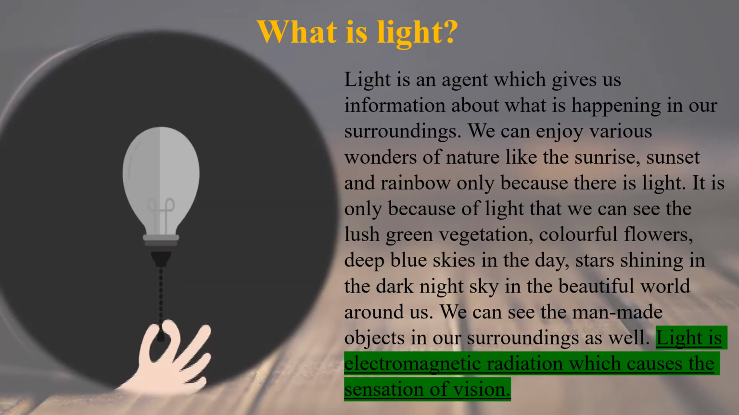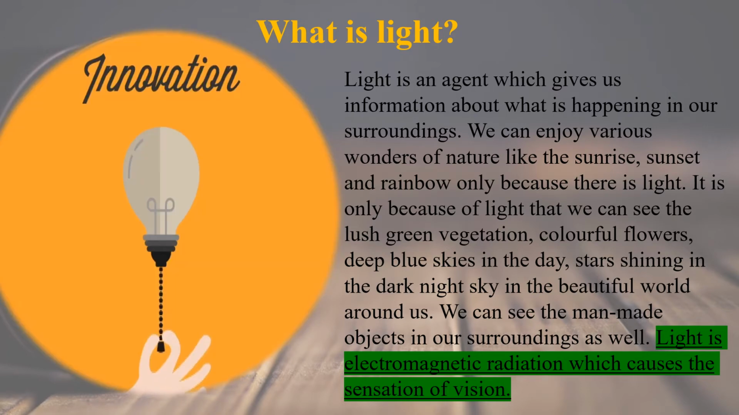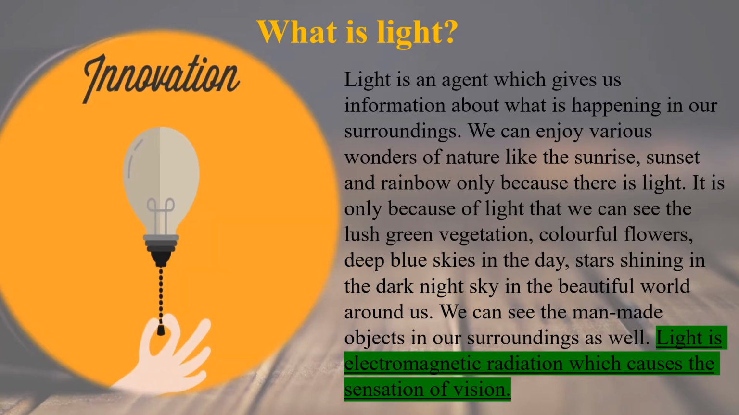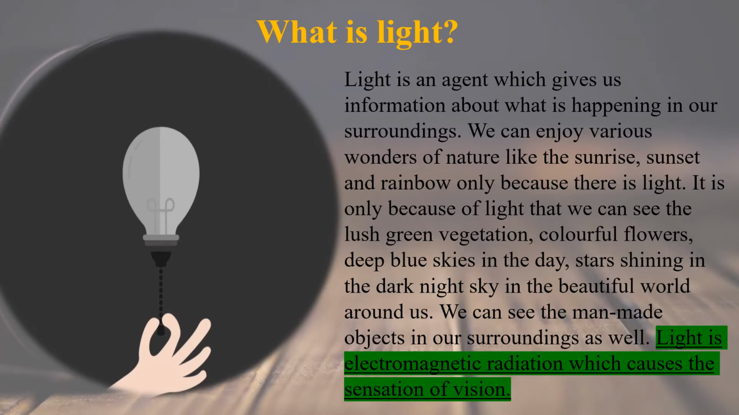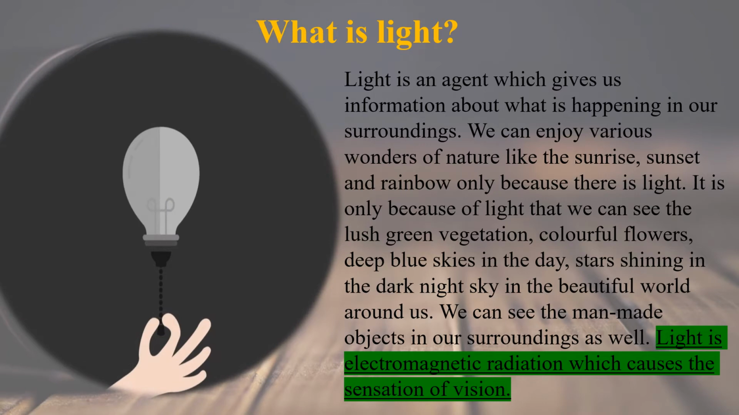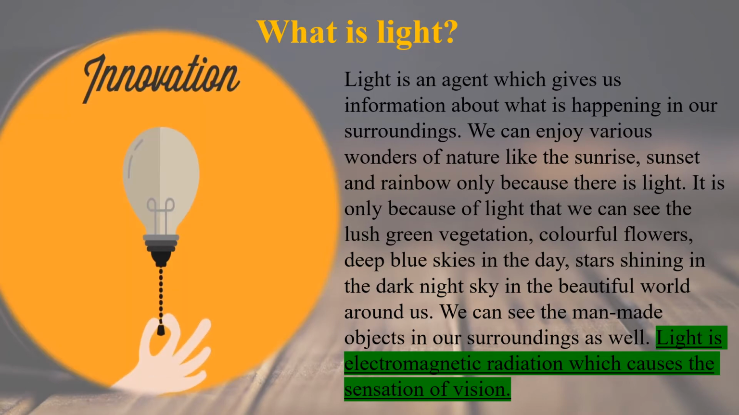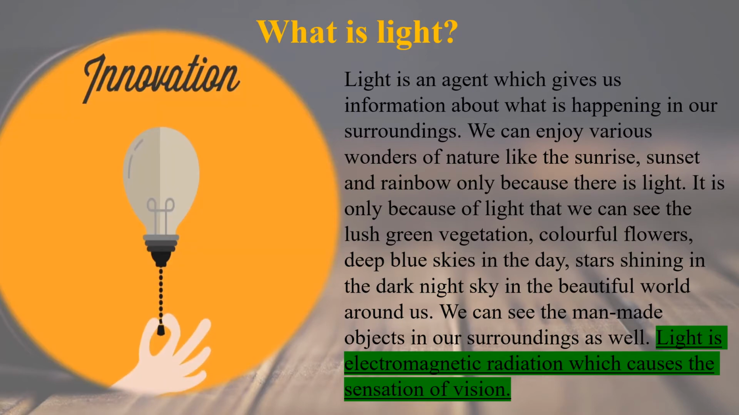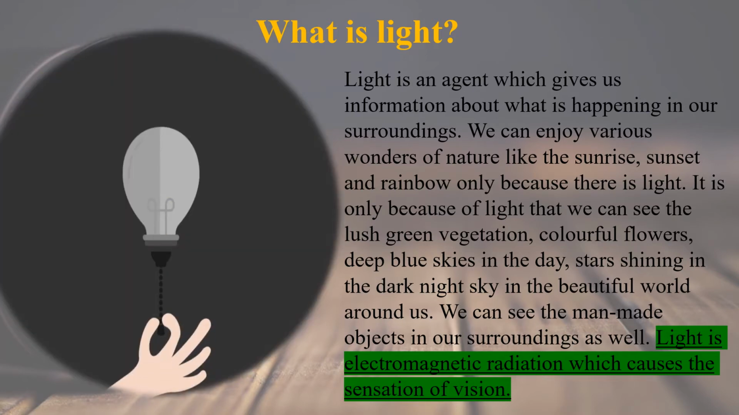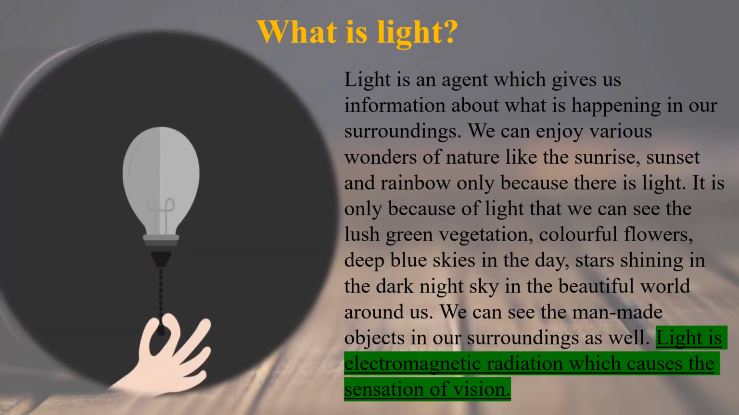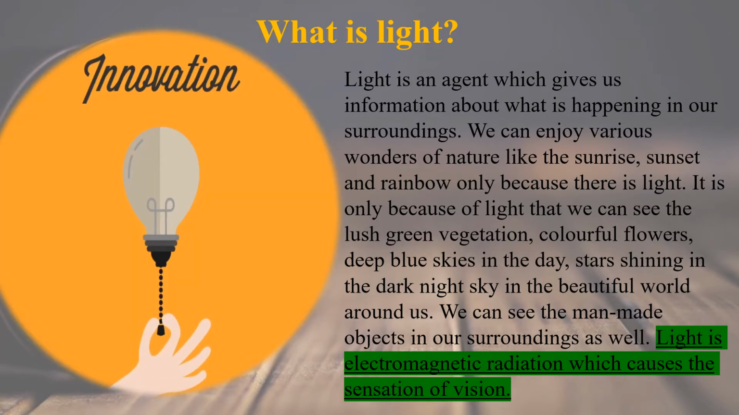It is a very important thing because when you close your eyes you see nothing. There is complete darkness, but as soon as you open your eyes you see everything around you, whether it is naturally occurring things or man-made things like table, fans, tube lights, wall, cupboard, bed. So all these things are visible to us only because of light. What is light? Light is an electromagnetic radiation which causes the sensation of vision.